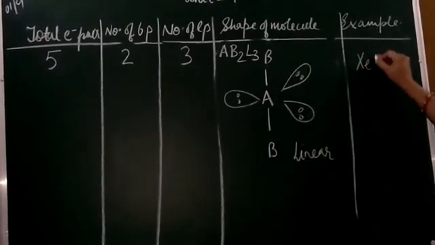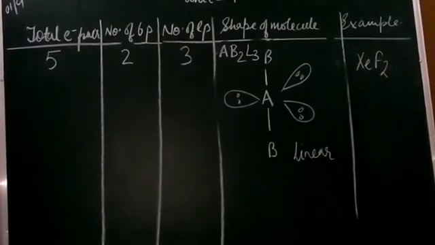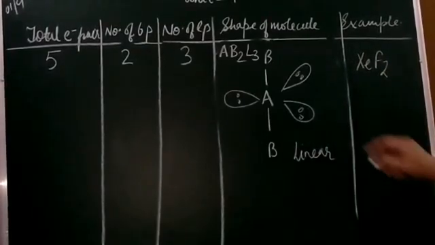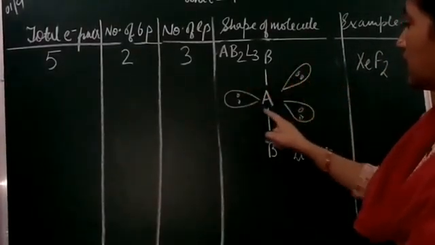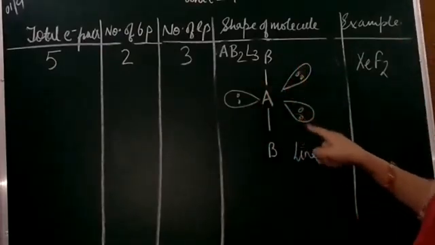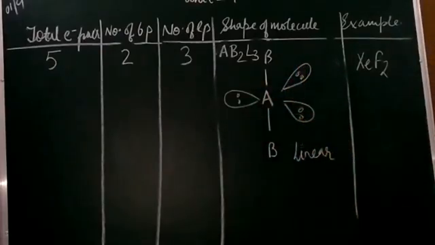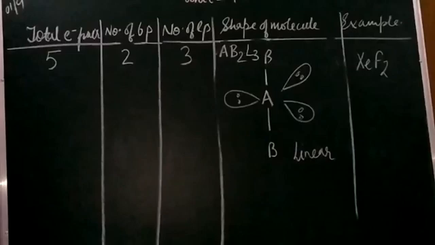So here we have the XeF2 type, where the three lone pairs will be diagonally arranged, right? And they have 120-degree separation between one another so that they get minimum repulsion, and they cause a minimum repulsion with one another, right? And then there is the stability of the molecule.